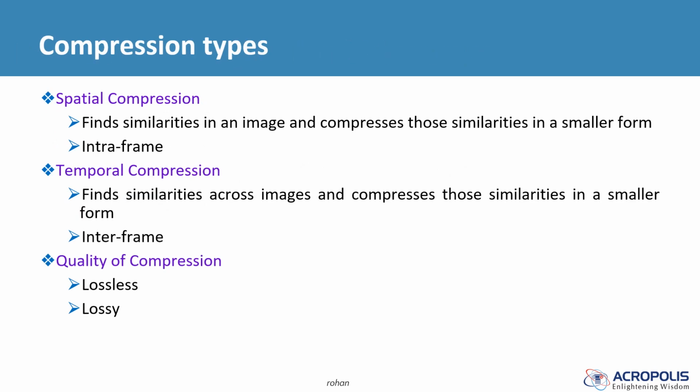Here are some compression types: spatial compression, temporal compression, and quality of compression. In spatial compression, it finds similarities in an image and compresses those similarities into a smaller form. The second one is intraframe. Now, in temporal compression, it finds similarities across images and compresses them into a small form. Interframe. The third one is quality of compression: lossless and lossy.